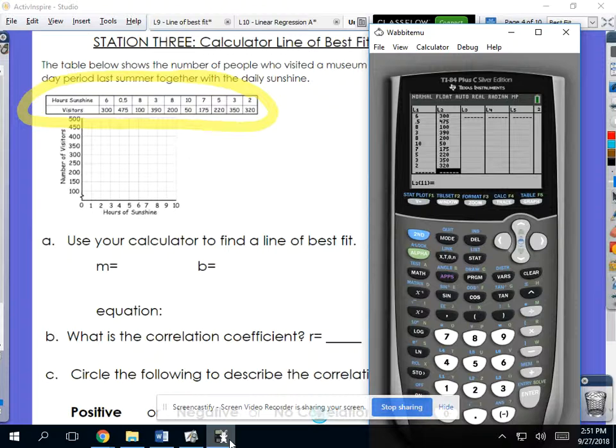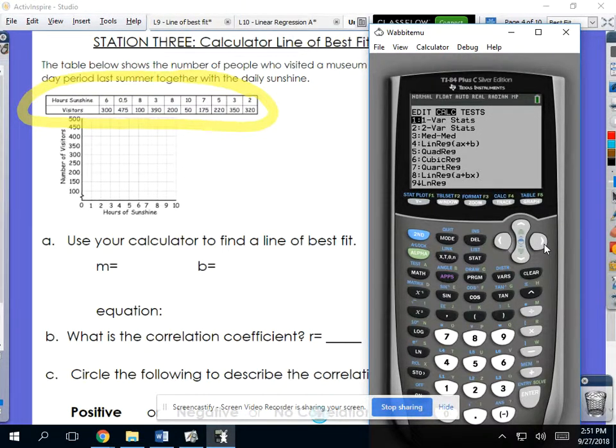First thing we're going to do is plug our data in. Now we need to find that line of best fit. To do that, I press Stat, go over to Calc, and go down to LinReg right there. Now I go down and click calculate, and it's going to give me all the information I need. My M, aka the A, is in this case negative 40.